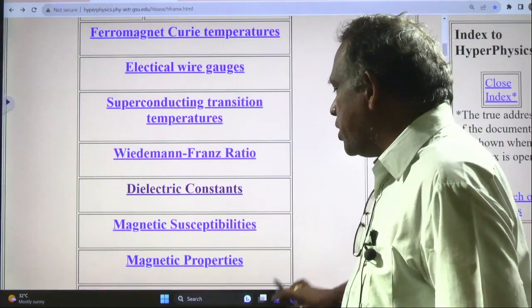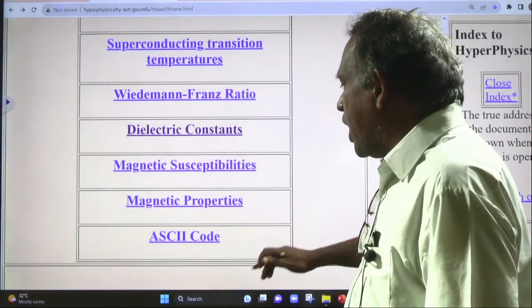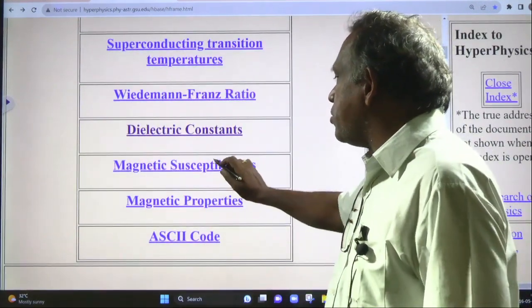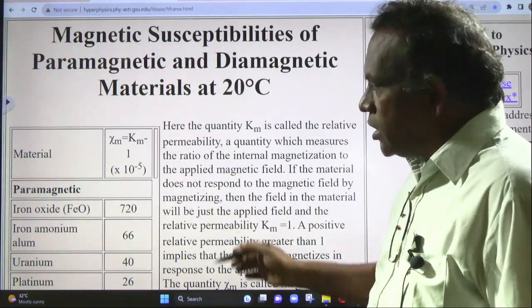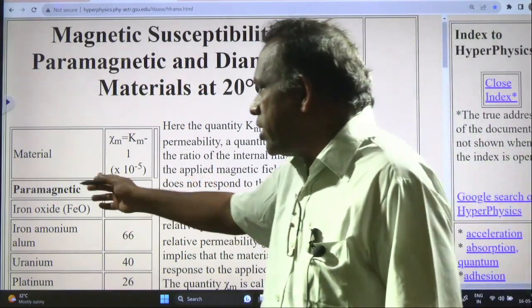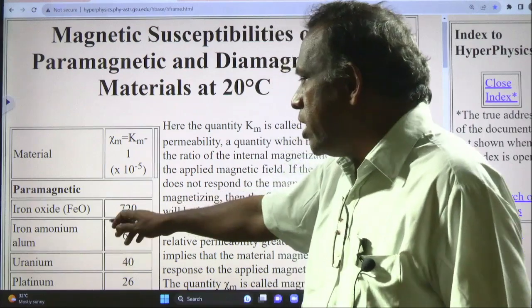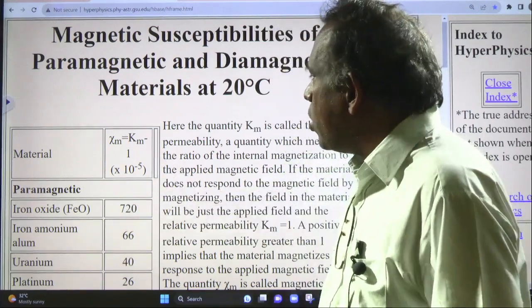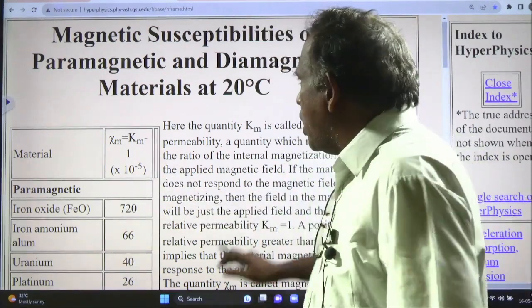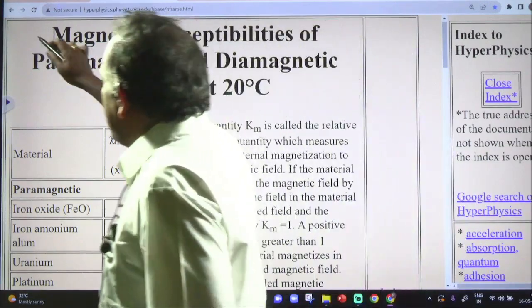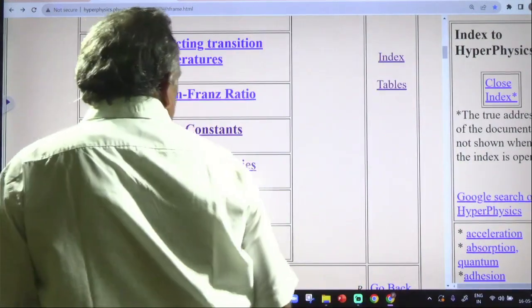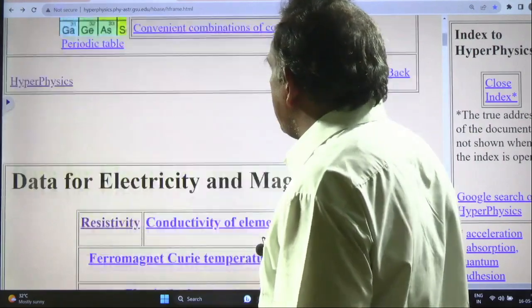Magnetic susceptibilities, magnetic properties, ASCII codes, magnetic susceptibility values, susceptibility values of paramagnetic materials like iron oxide, iron aluminum, these are the constant values. I hope you understand something in this video. These are all about constants in measurements only.